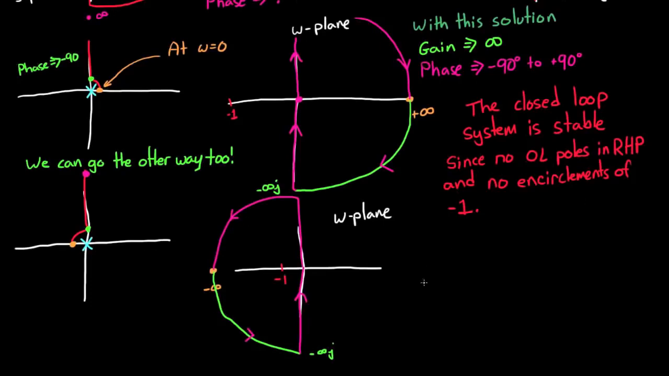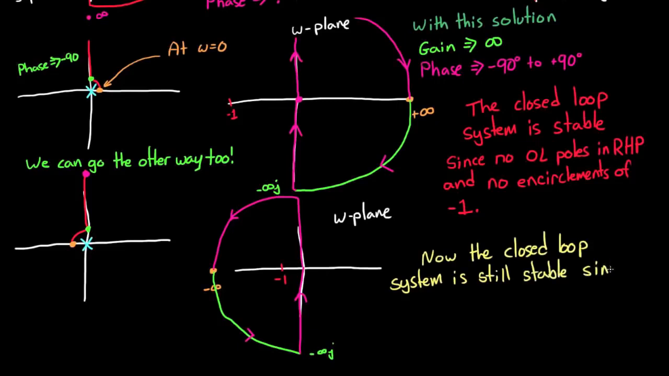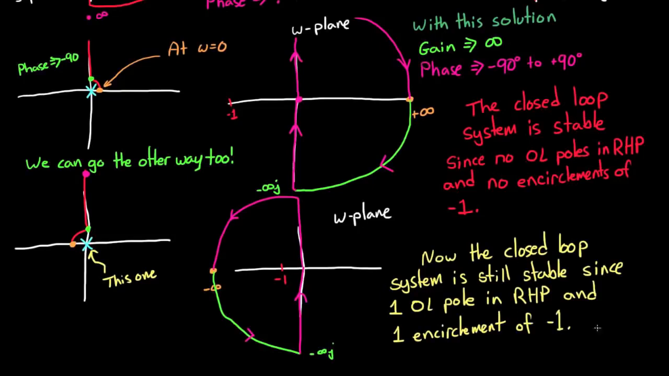And even though this Nyquist plot looks different than the one we drew before, we can still say that the system is stable because we have one open loop pole in the right half plane, or inside our contour, and one counterclockwise encirclement of -1. Therefore 0 closed loop poles in the right half plane. Both methods work as long as you keep track of it.